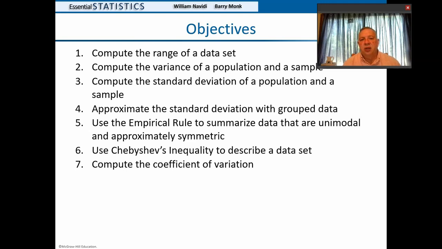And then finally, we're going to compute the coefficient of variation, and that's going to give us some relative spread of the data. If we have two different sets of data, this will give us some idea of how they spread compared to each other. So what is the spread?